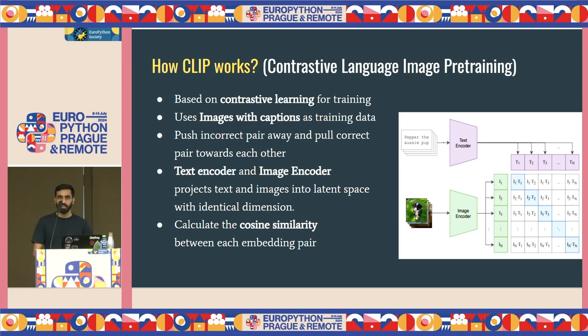So the main goal here is to pull the correct image and text pairs towards each other and push the incorrect ones away from each other. So this is how a contrastive loss works.